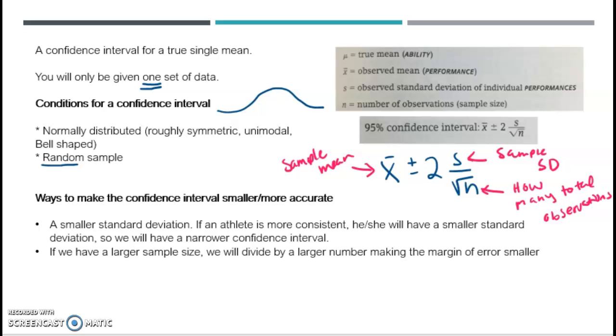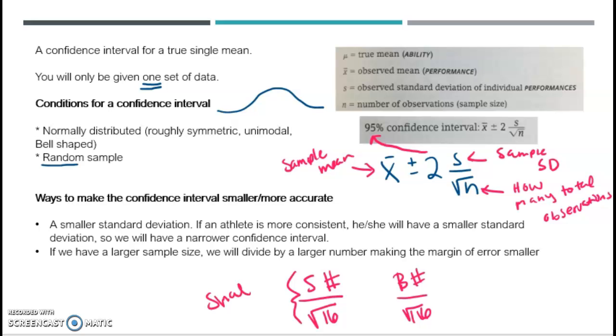Okay, and again, that 2 comes from the 95% from the empirical rule, where 2 standard deviations below and above your mean is 95% of your data. So there are some ways that you can make a confidence interval smaller and more accurate. If you look at a smaller standard deviation, so if you're dividing a smaller number on the top versus, let's just say the sample is 16 numbers versus a larger number on the top, the smaller number is going to create a smaller margin of error because it's going to be a smaller fraction.